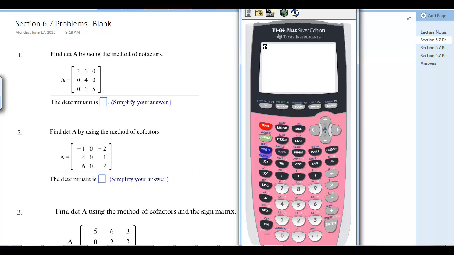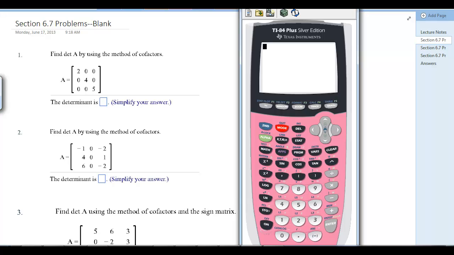Second matrix, we're going to go in, and this is a 3 by 3, so we'll go to edit. Let's get it in before we talk about it a little more. So I'm going to put in 2, 0, 0, 0, 4, 0, 0, 0, 5. All right, and we'll second quit.